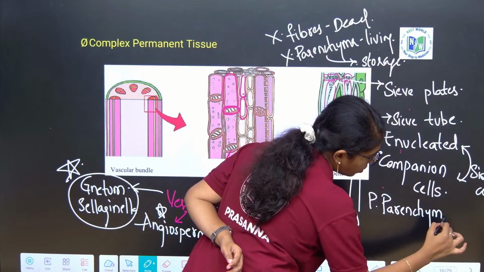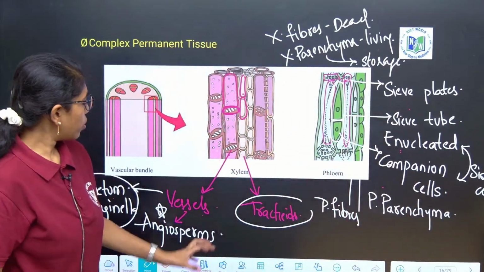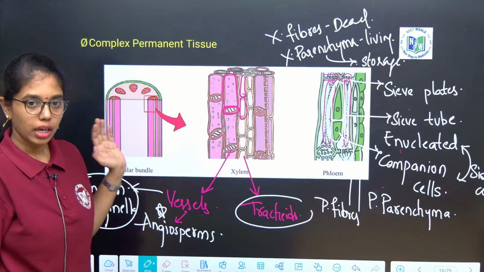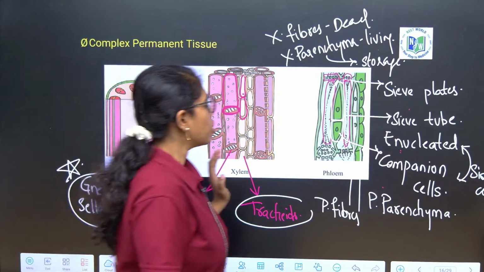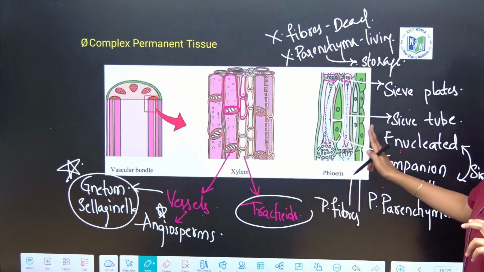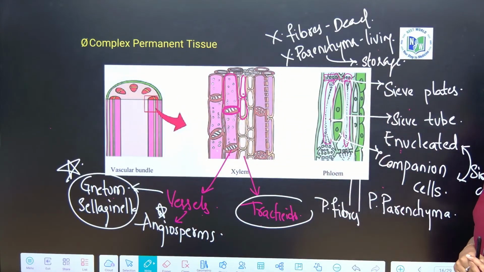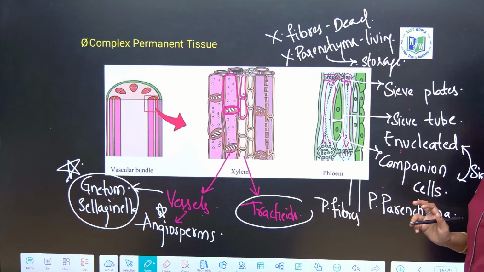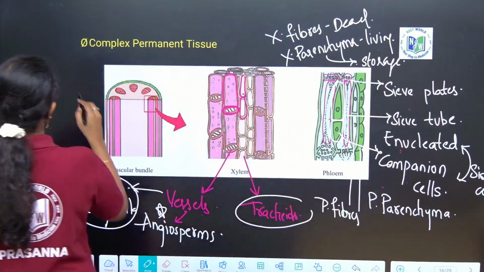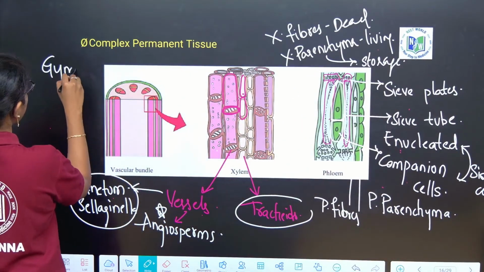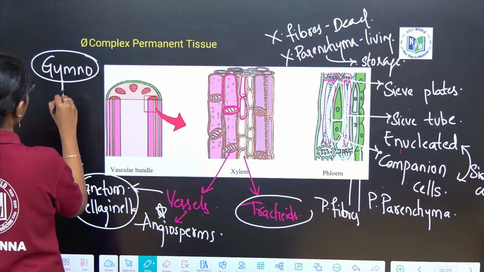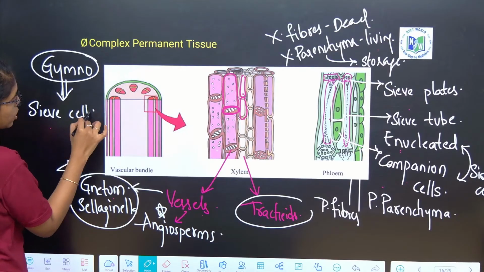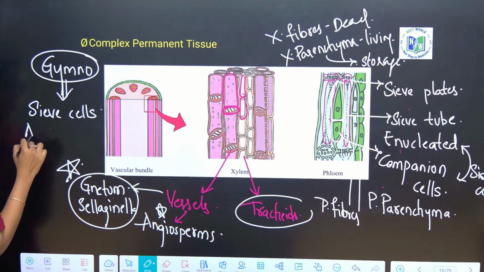Clear? So these are four tissues of xylem and four tissues of phloem. I have given you the complete gist of it. Understood clearly, right? Yes. Here also there is one exception with respect to gymnosperms. In gymnosperms, you do not have companion cells and sieve tube cells. Rather, in gymnosperms, you have sieve cells, and in the place of companion cells, what do you have? Albuminous cells.